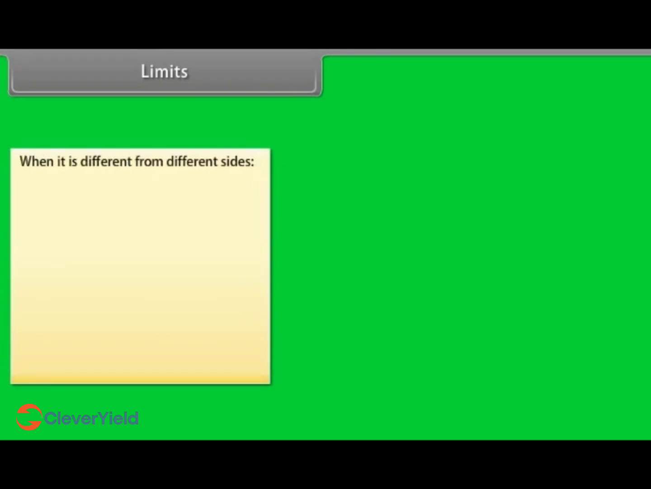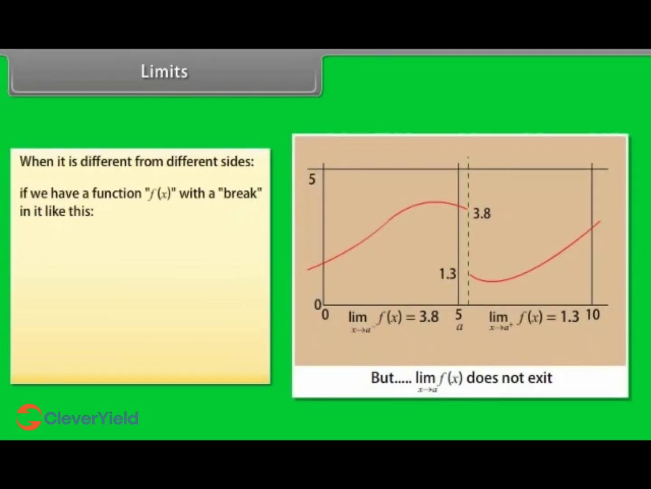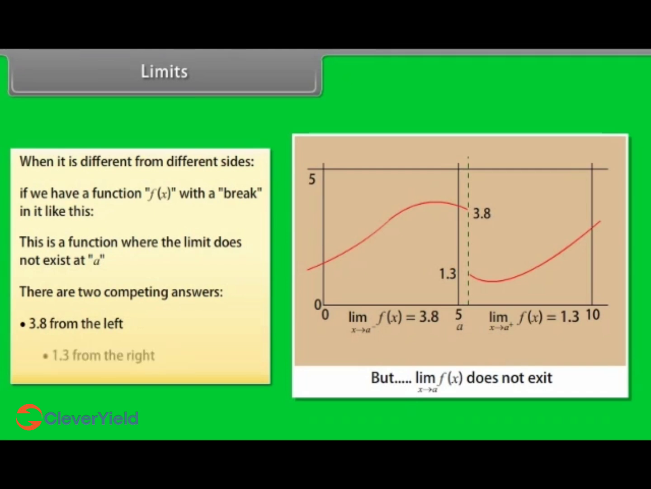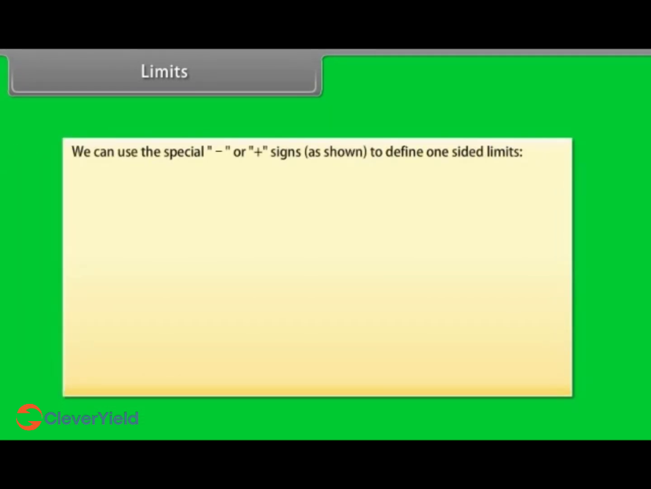But what if it is different from different sides? What if we have a function f of x with a break in it like this? This is a function where the limit does not exist at a. You cannot say what it is because there are two competing answers, 3.8 from the left and 1.3 from the right. But you can use the special minus or plus signs as shown to define one-sided limits. The left-hand limit, minus, is 3.8, the right-hand limit, plus, is 1.3, and the ordinary limit does not exist.